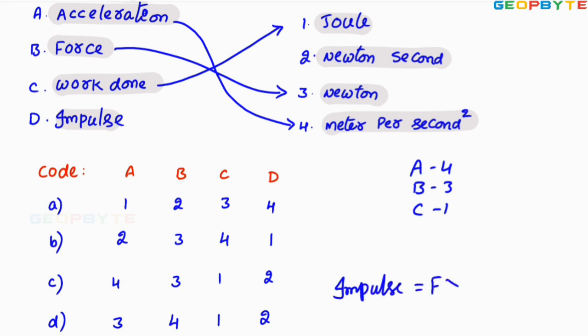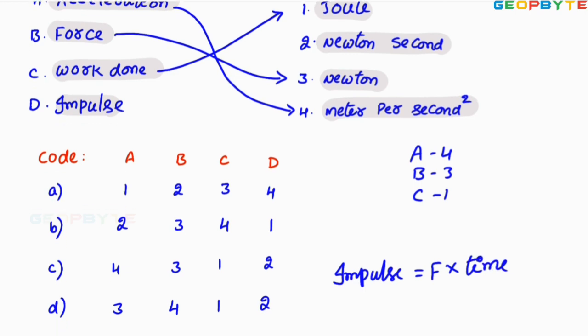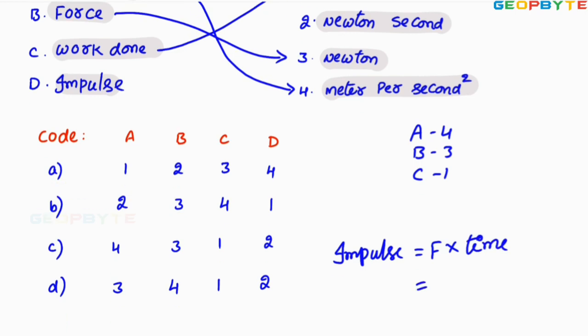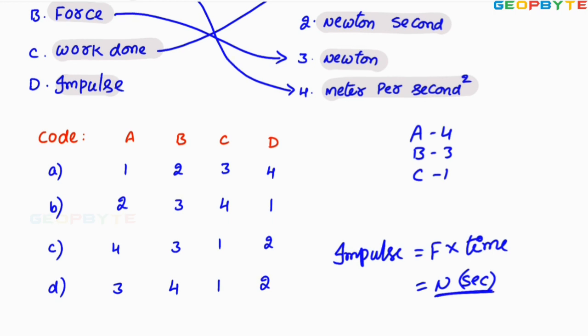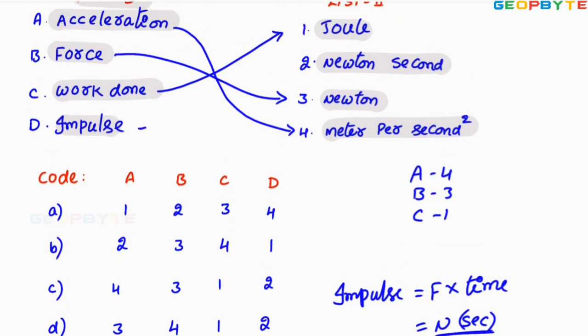Impulse. You know, impulse is equal to the product of force and time. Force unit is Newton, time unit is second. Newton second is the unit of impulse. So impulse unit is Newton second. Therefore D2 correct.